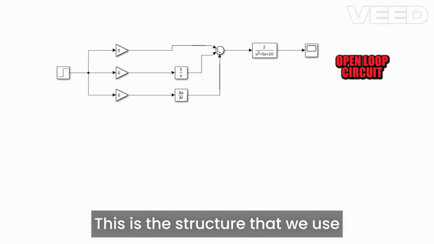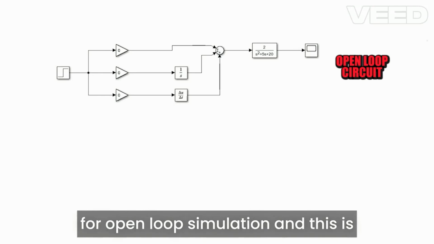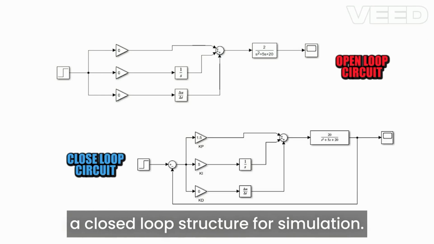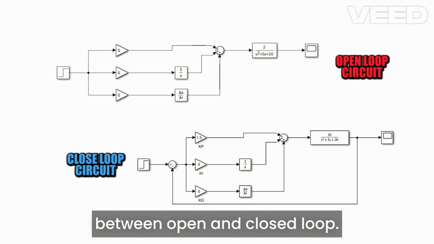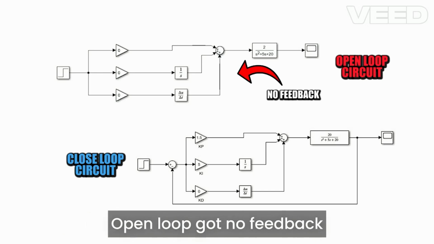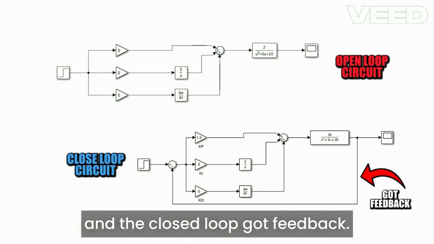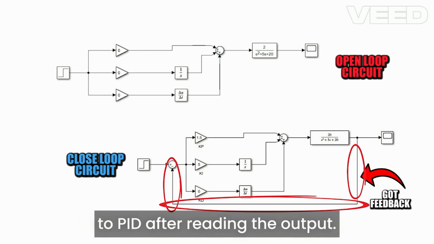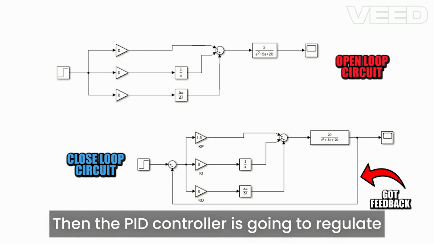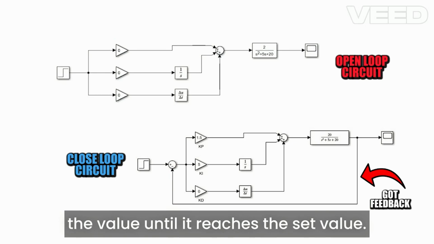This is the structure that we use for open loop simulation, and this is a closed loop structure for simulation. Now let's see the difference between open and closed loop. Open loop got no feedback and the closed loop got feedback. Feedback is going to respond back to the PID after reading the output. Then the PID controller is going to regulate the value until it reaches the set value.